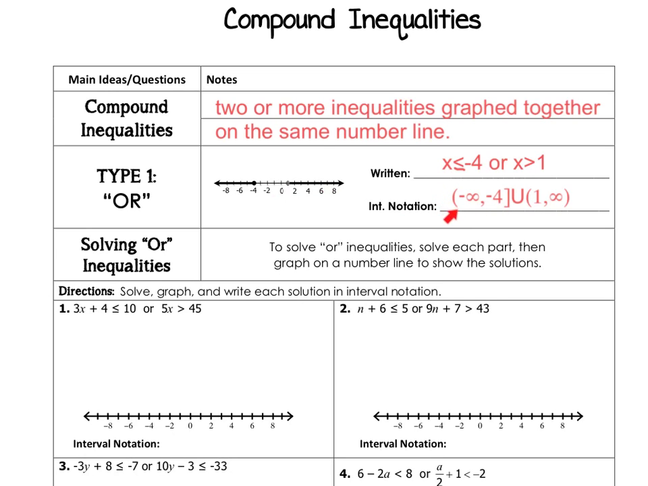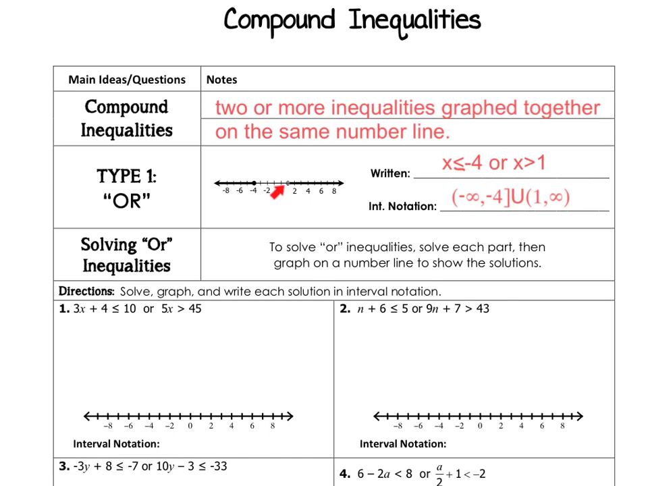Remember, the infinity symbols and negative infinity symbols always use the curved bracket. So the lowest value of this first inequality is negative infinity, so we put it on the left-hand side, comma, the highest value, which is -4, and -4 is included, so we use the square bracket. This U is to say union, so it's joining the two inequalities together. So this one or this one.